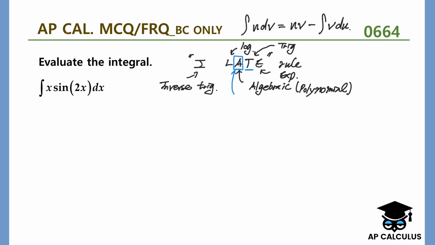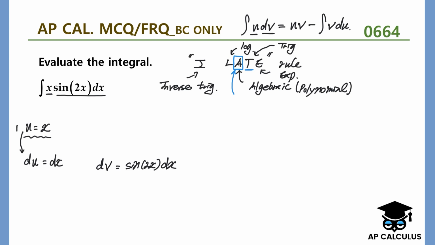We're going to let x be our u, so u is equal to x. Then sine 2x dx must be dv. If some function is u, the leftover is dv. So write dv right here: sine 2x dx. Now we have to find du. Differentiate this equation: du over dx is equal to 1, so du is just dx.